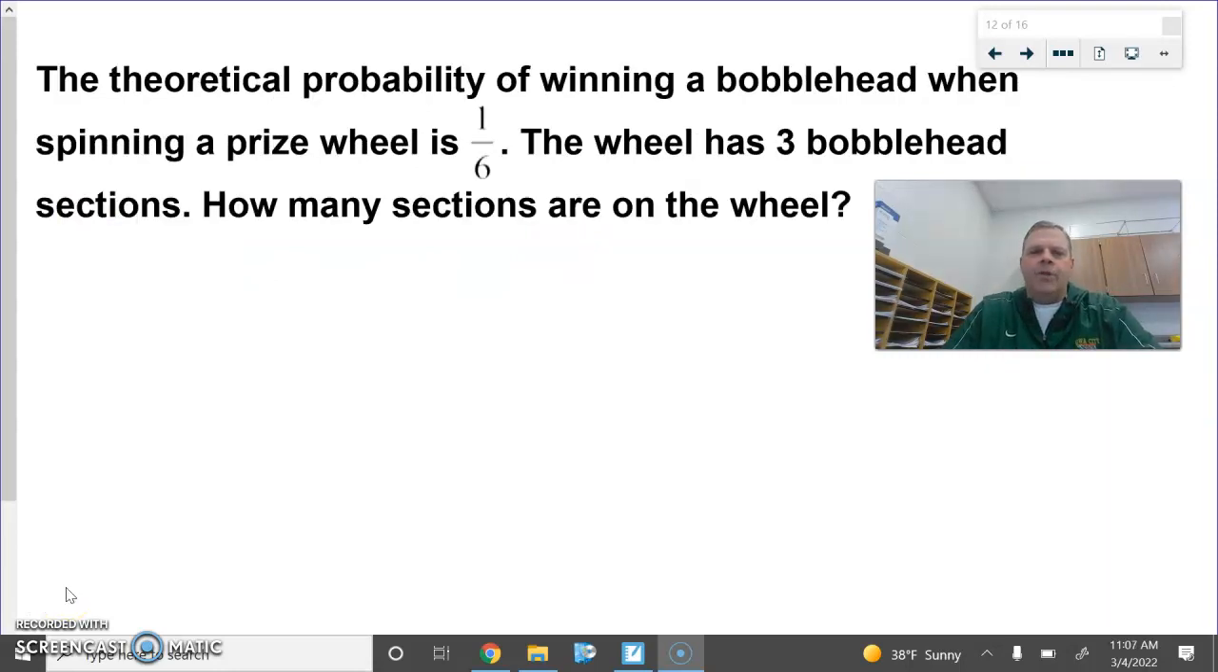In this example, the theoretical probability of winning a bobblehead when spinning a prize wheel is 1 out of 6. The wheel has 3 bobblehead sections, so they want to know how many sections are on the wheel. I would set this up as 1 over 6 is equal to 3 over x. 1 times 3 is 3, so 6 times 3 would give me 18, so there's going to be 18 sections on the wheel. 3 out of 18 is equal to 1/6 simplified. That determines how many sections are on that wheel.